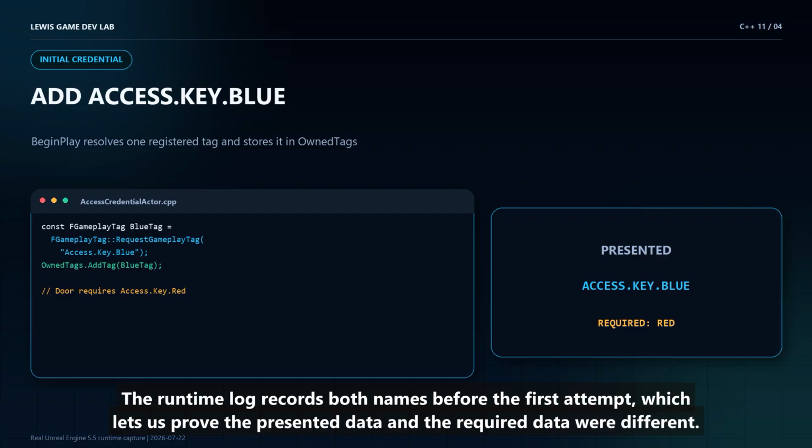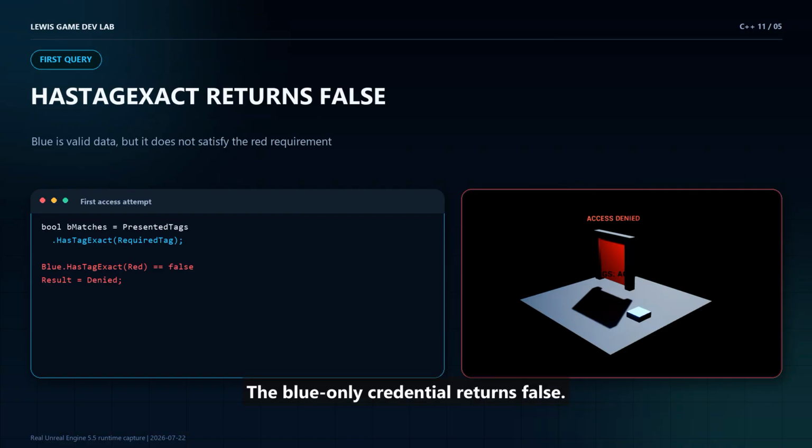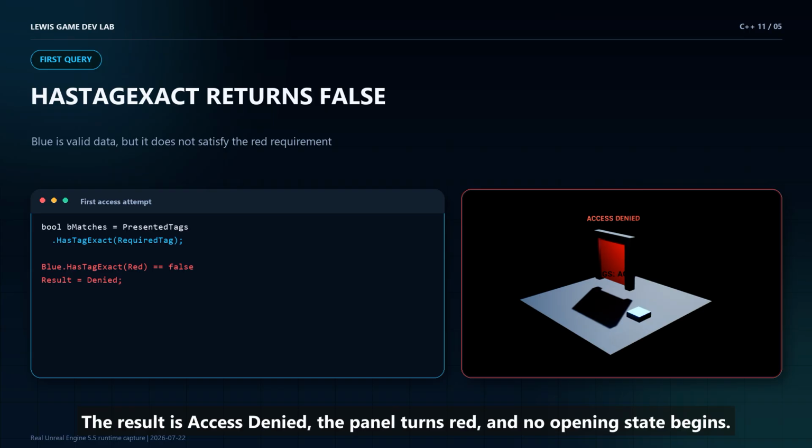The runtime log records both names before the first attempt, which lets us prove the presented data and the required data were different. The door calls HasTagExact on the presented container with its required red tag. The blue-only credential returns false. The result is access denied, the panel turns red, and no opening state begins.